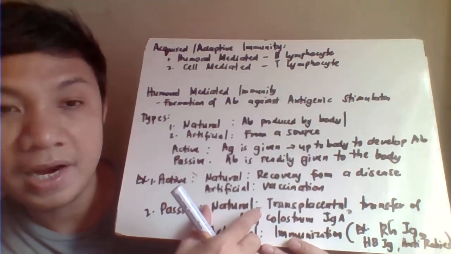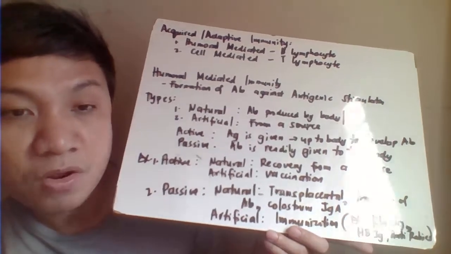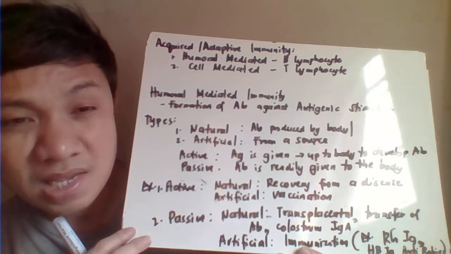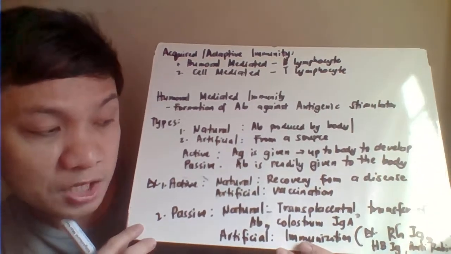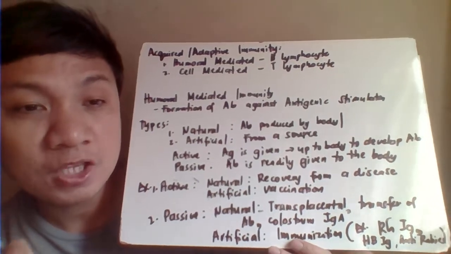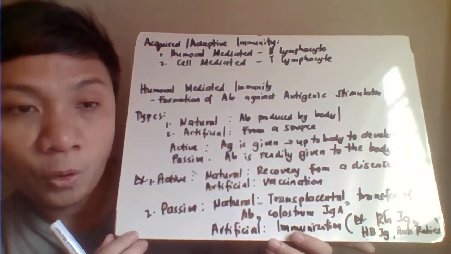That would be your, tama ba, is artificial. Then we have your hepatitis B immunoglobulin, and we have also your anti-rabies. So anti-rabies is more of the immunization siya, hindi siya vaccination. So again, pag vaccination, antigen binibigay, pag immunization, binibigay sa atin ay antibody or immunoglobulin.